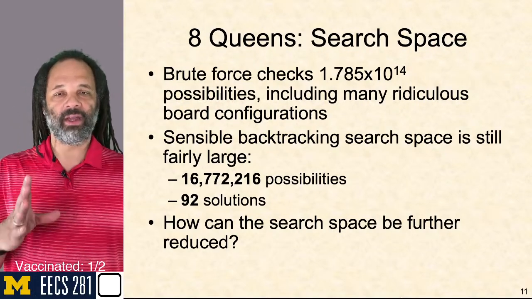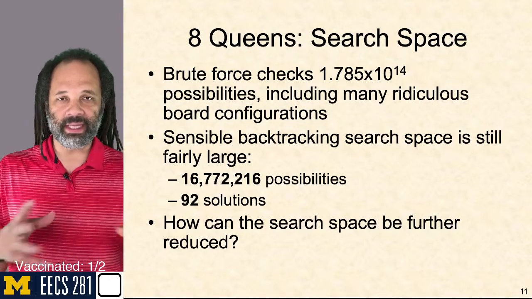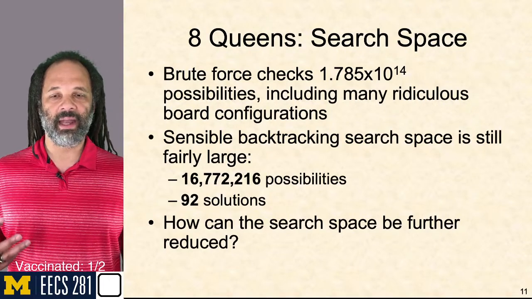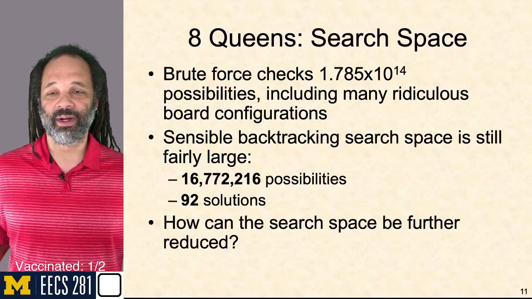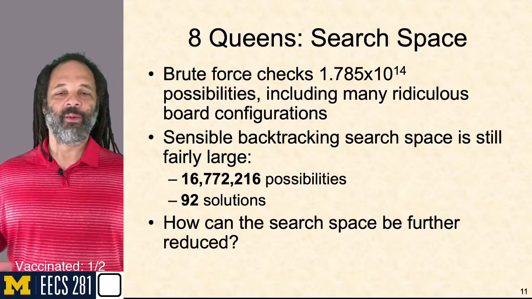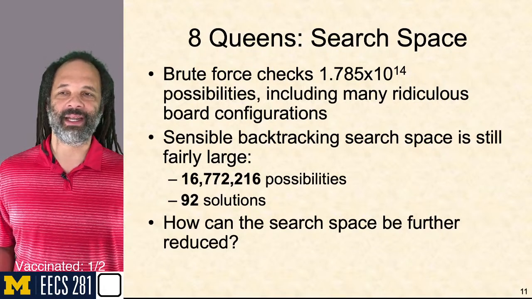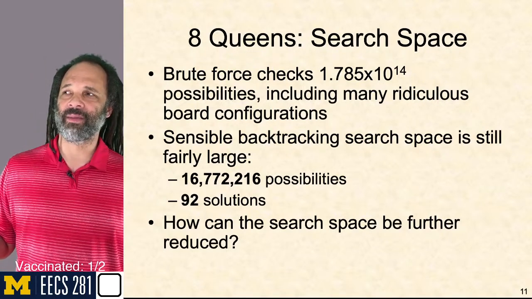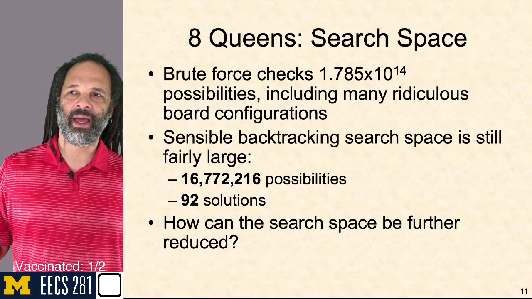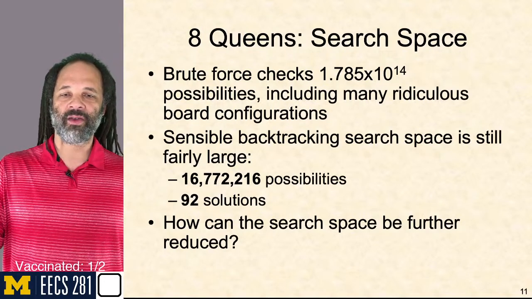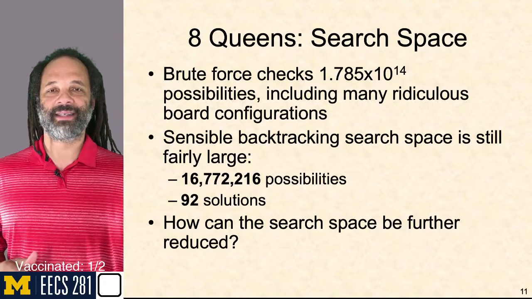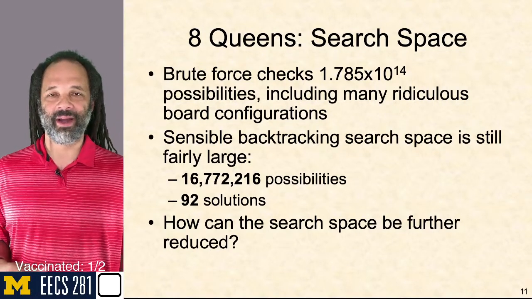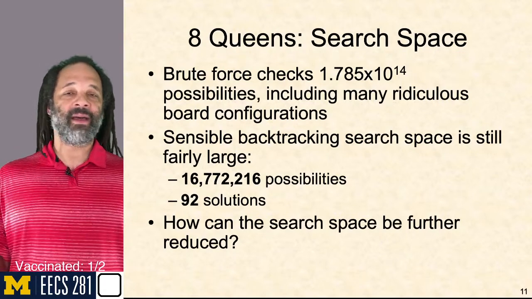If you take your standard chessboard and try to put these 8 pieces on there, you'll see that brute force, sort of like monkey queens, if you will, would check 1.7 times 10 to the 14th. That's a really large number, right? I'm going to go with something like 100 trillion different possibilities. And that's a lot of monkeys. I don't even think one monkey could pull that off in a lifetime. And many of these are ridiculous.